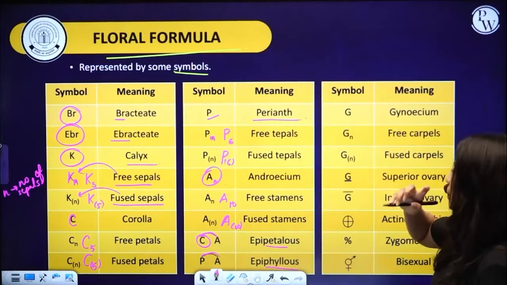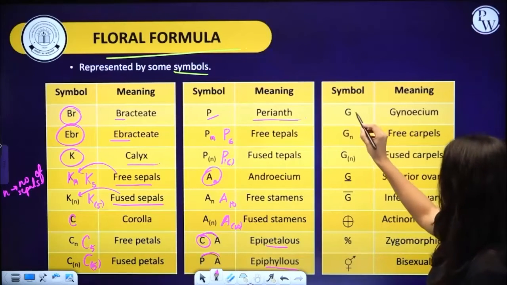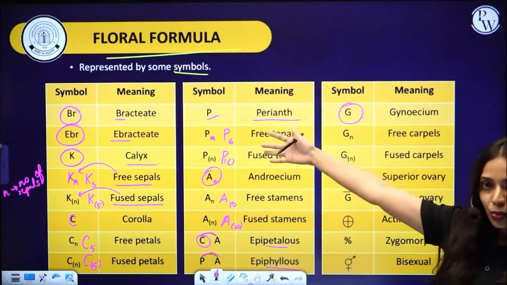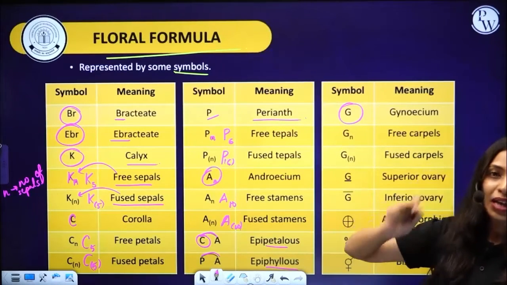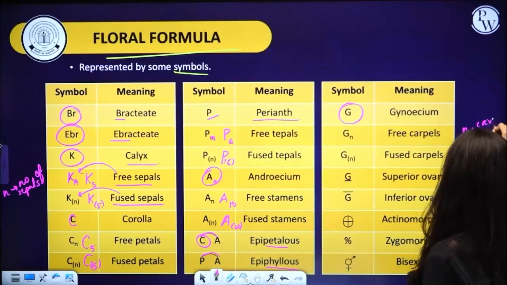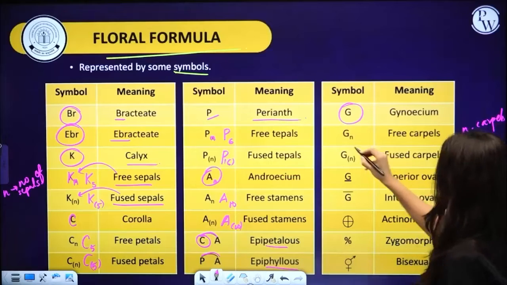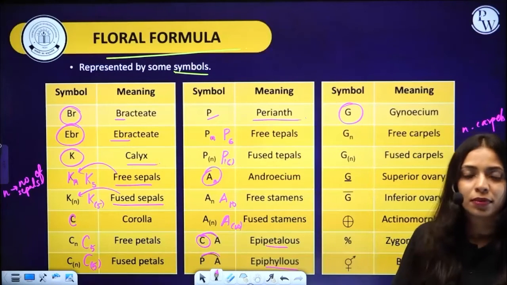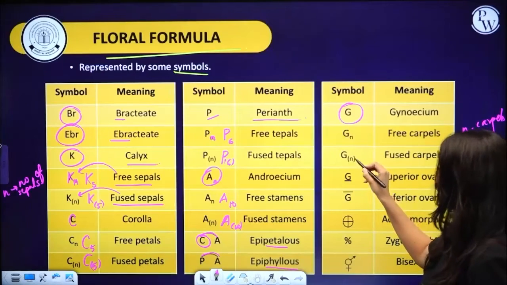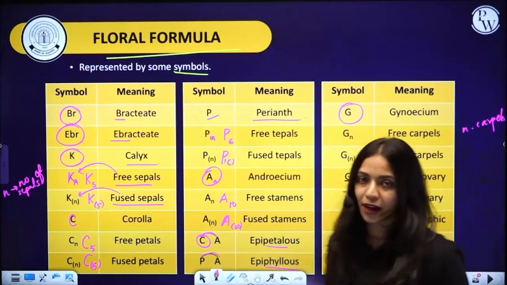Alright, now let's talk about gynoecium. Gynoecium is represented by G. Similar to the other whorls, the subscript will have the number which will represent the number of carpels. If they are free and not fused, there are no brackets. If they are fused, there is a bracket.